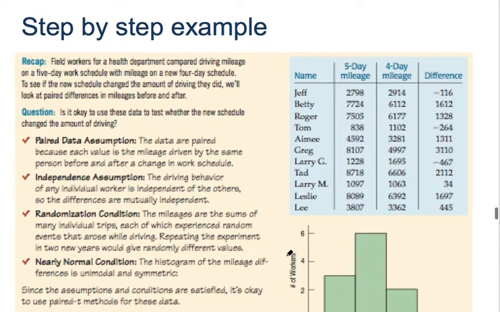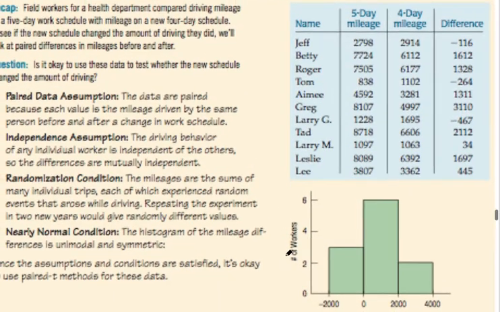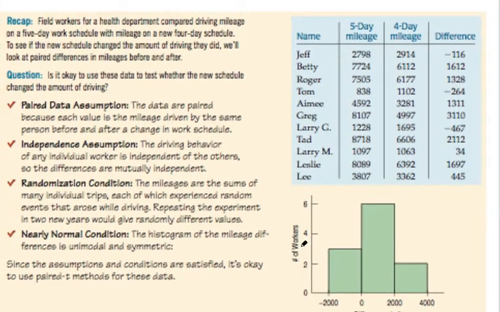Okay, so here's an example that I have for you. Make this a little bit bigger. Field workers for a health department compare driving mileage on a 5-day work schedule with mileage on a new 4-day schedule. Field workers means that they're out driving around a lot for some health department. So whether they're going to people's homes or different hospitals, they're driving a lot.